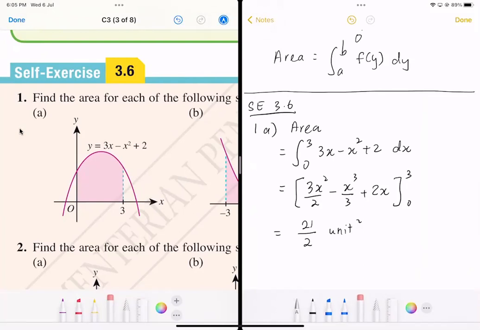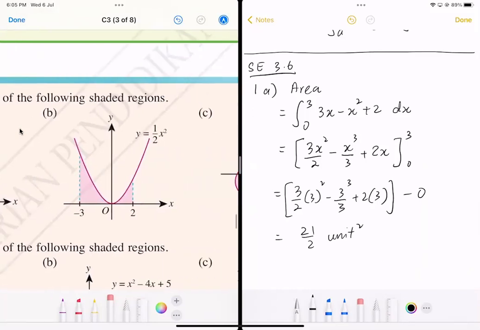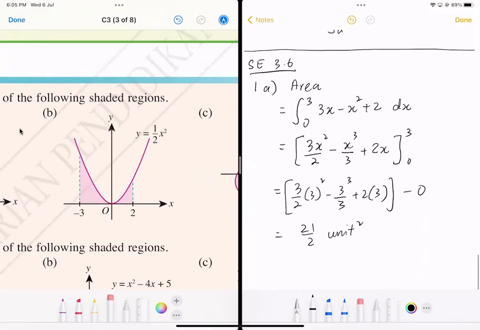In the exam, you need to put everything in. That means 3/2 times 3 squared, minus 3 cubed over 3, plus 2 times 3. This is how you have to write it. And then because it's 0, all of it becomes 0, you can write 0. Then you can write the answer, unit square. Okay? Now, what's that, Adam?